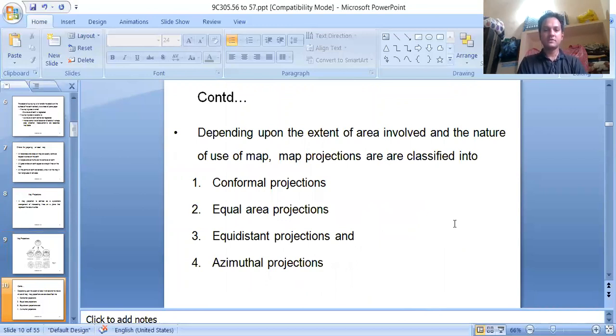Depending upon the extent of area involved and the nature of use of the map, map projections are classified into conformal projections, equal area projections, equidistant projections, and azimuthal projections. So this classification is based on the amount of area involved in the map projection. I again repeat: conformal projections, equal area projections, equidistant projections, and azimuthal projections.